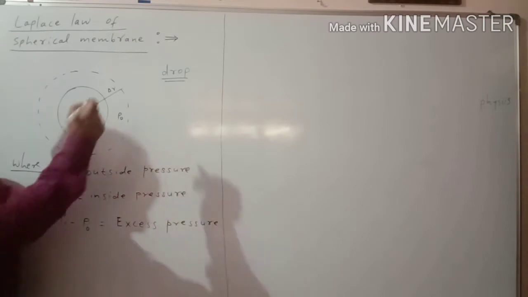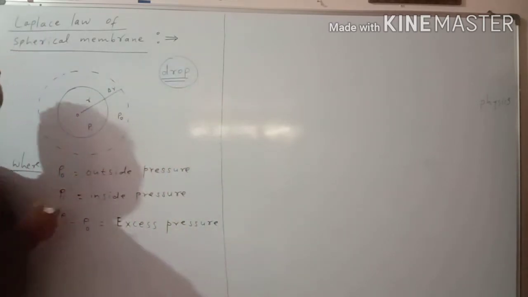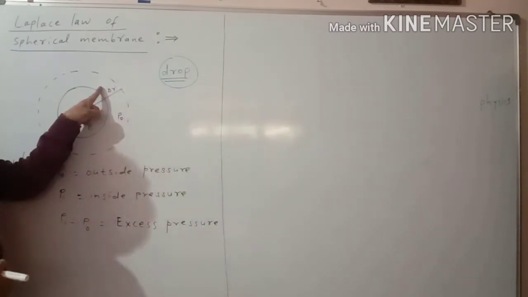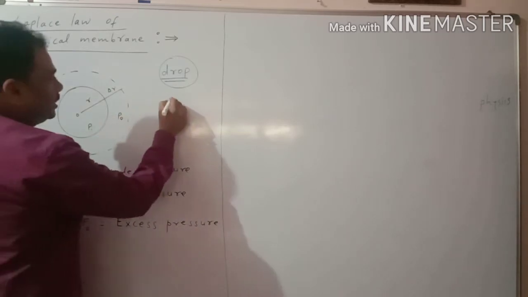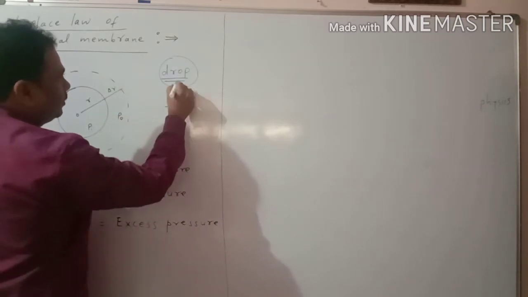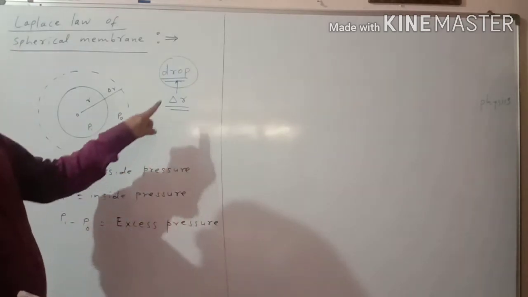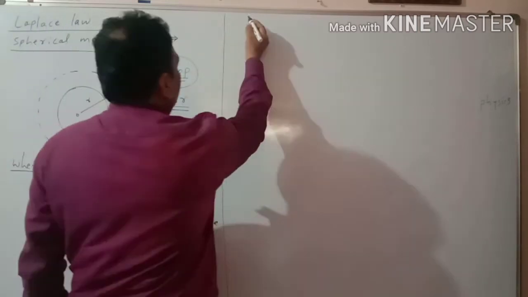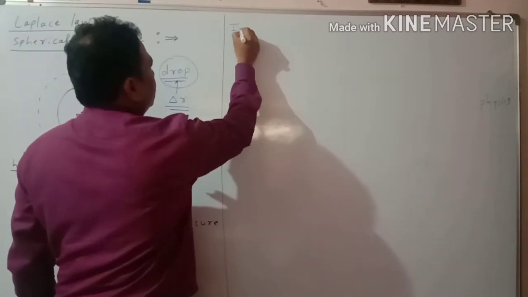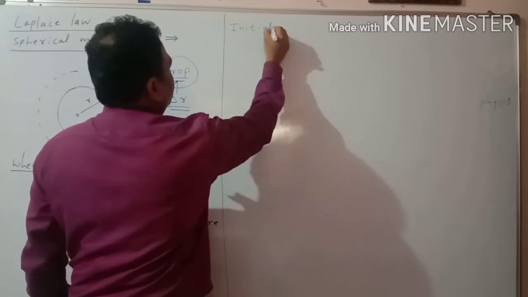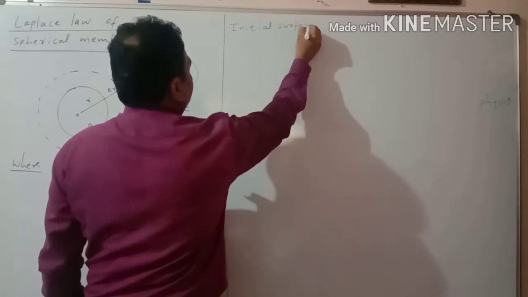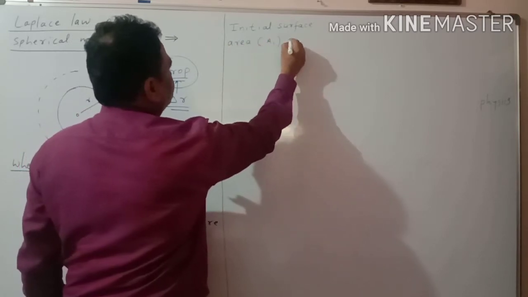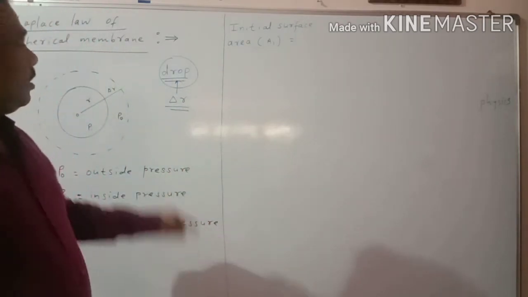Now see here, we are taking a liquid drop, and we have to increase the radius of this liquid drop by delta r. So that's why we are writing here the initial surface area, that is called A1, the initial surface area of the liquid drop.